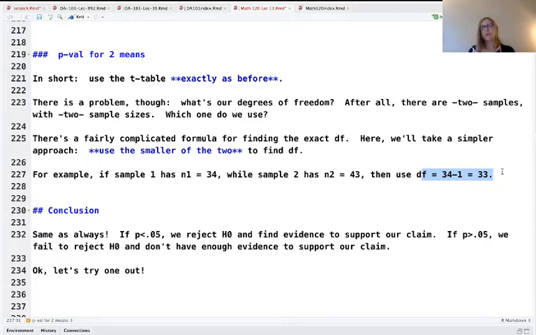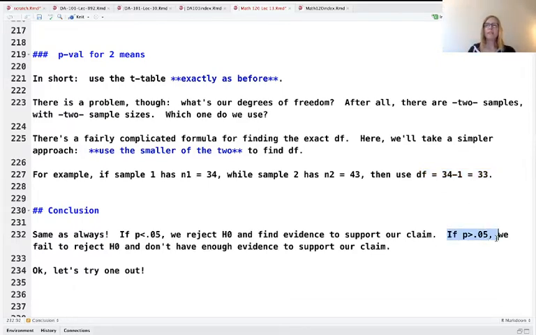Lastly, in our conclusion, same as always. It works exactly the same as it does for all the other tests. If our p-value is small, then we're going to reject the null hypothesis, and that means we found evidence to support our claim. We're very happy. We've been vindicated. Our paper gets published. Yay! The end.